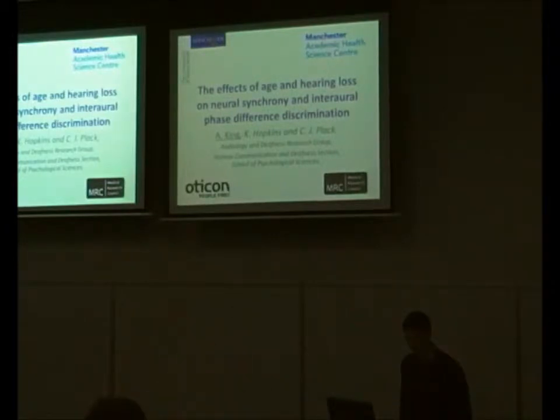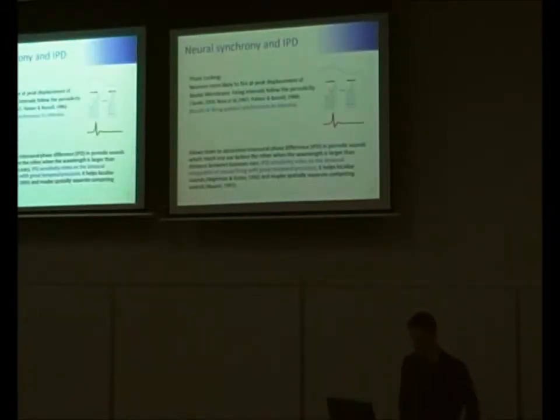So we're going to be looking at specifically neural synchrony and interaural phase difference discrimination. I'll start by explaining what I mean by neural synchrony. I basically mean phase locking, and if that still doesn't make any sense, then hopefully this figure might help. When the basilar membrane moves in one direction, the nerves that are attached to it will fire, but they won't fire when it moves back in the other direction of its oscillation. And this allows the nerve to lock to the phase of the cycles of the stimulus.